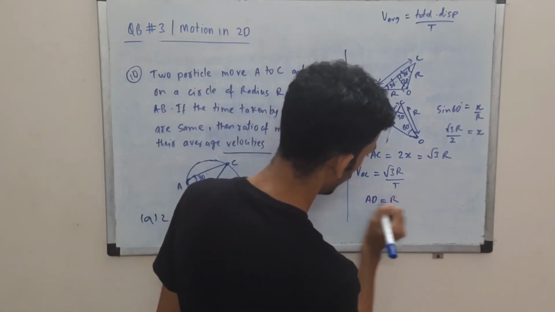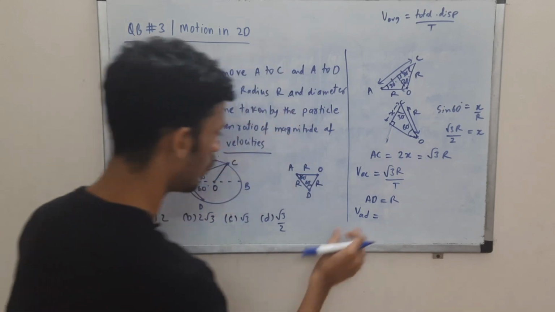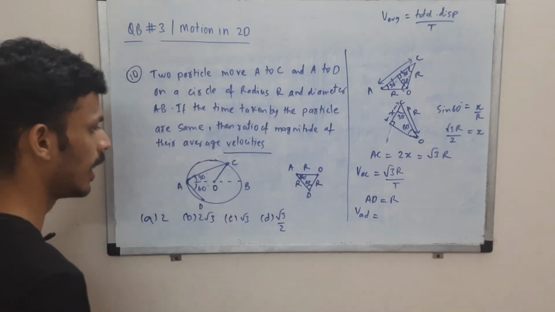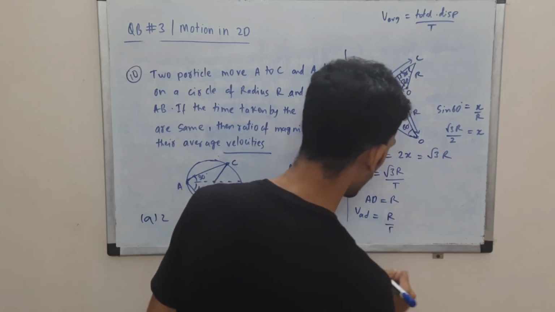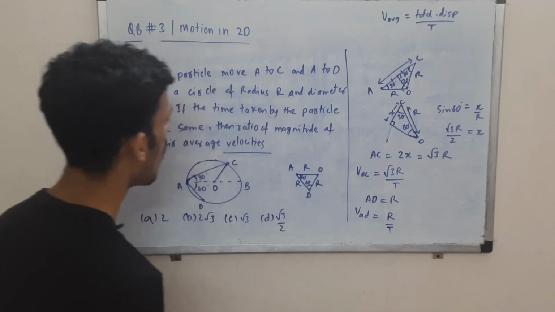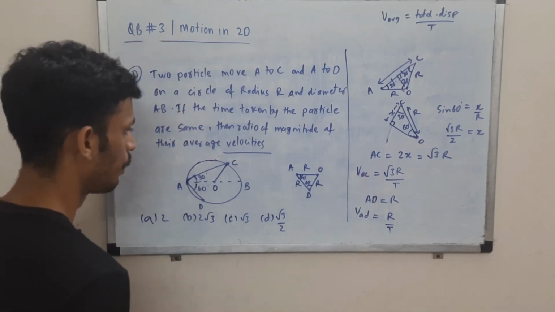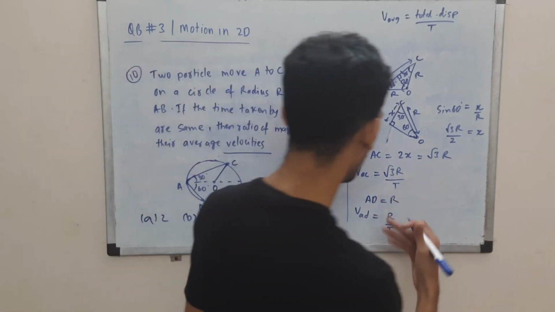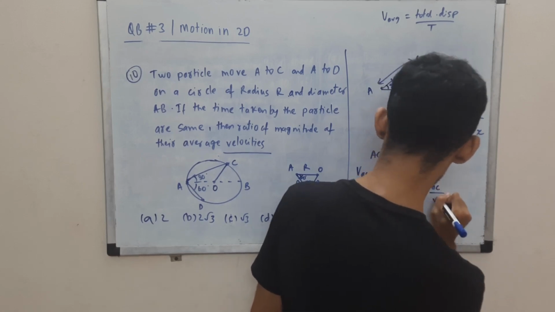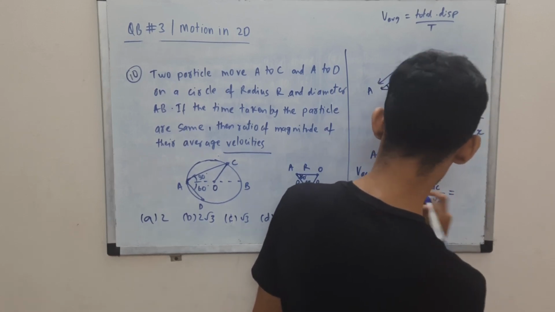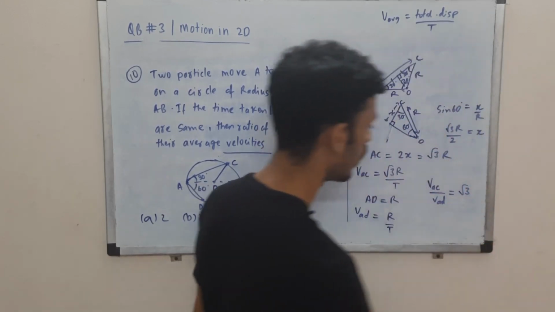I hope that is clear. So velocity along AD for the particle that travels along AD, displacement is r and the time taken is t. Now we are supposed to find the ratio. We'll find AC by AD, or we can also find the other way around. So r by t will get cancelled and you'll have root 3, right?